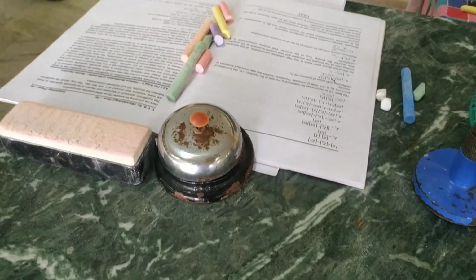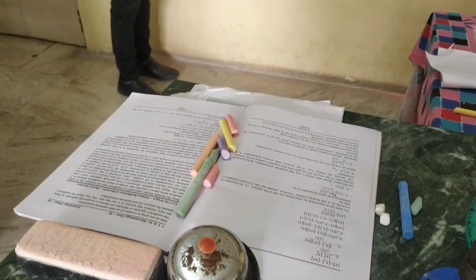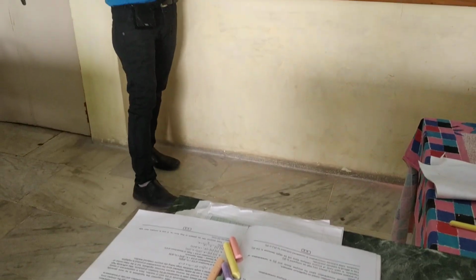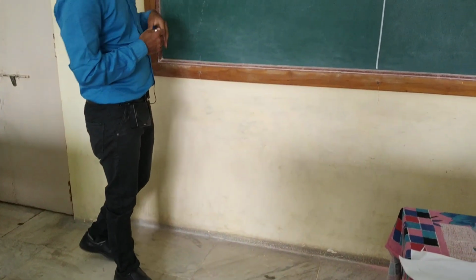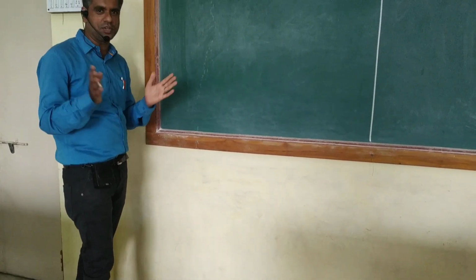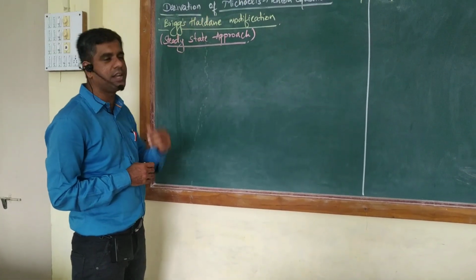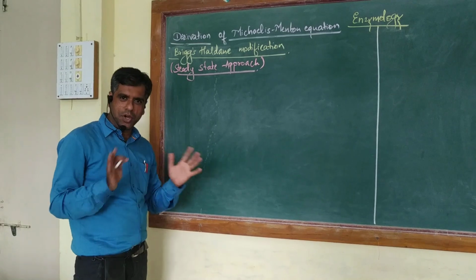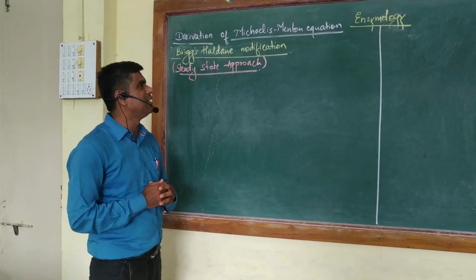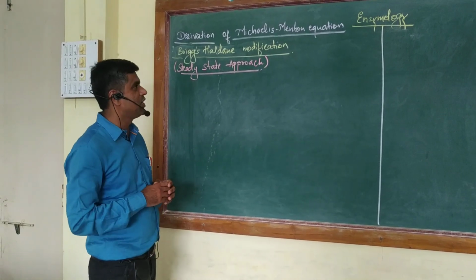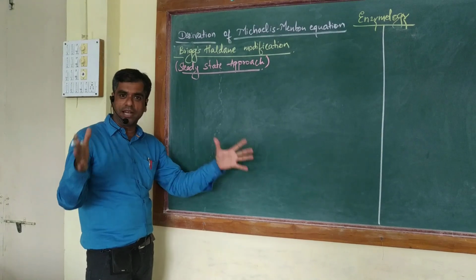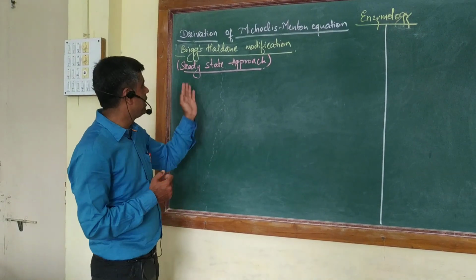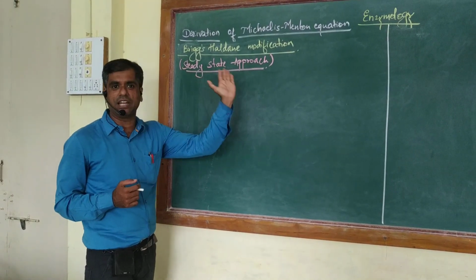Hi friends, let's continue our derivation for the Michaelis Menten equation. If you remember, in our last video we discussed the equilibrium approach, which was the very first approach used by Michaelis and Menten to work on enzyme kinetics. This approach was slightly modified, which brought a great revolution in enzymology, and it was a more applicative kind of approach, which is popularly called the steady state approach.